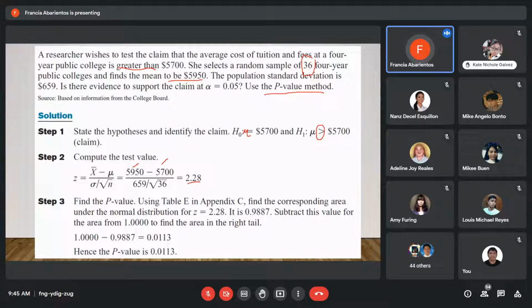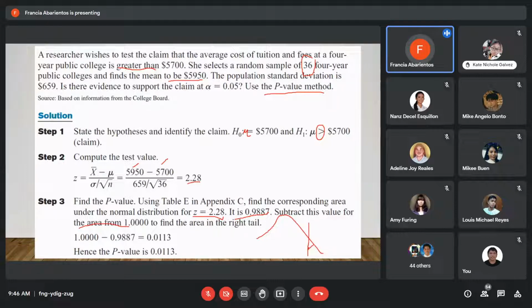Take note. Now find the p-value. Using Table A in Appendix C, find the corresponding area under the normal distribution. So gagamitin natin yung test value here as a probability value, 2.28. After that, mahahanap natin doon is 0.9987. Okay. We need to subtract this value from the area of 1 to find the area in the right tail, kasi nasa right tail siya. Dito siya, class.